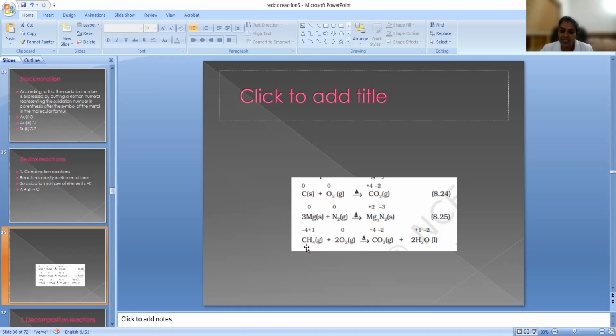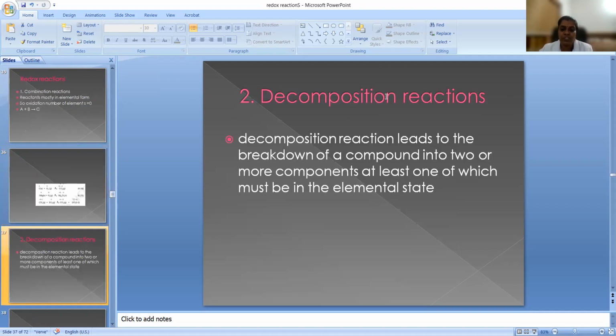Here we can see another reaction. Here carbon is reacting with hydrogen, so carbon with hydrogen gives a hydride. In the hydride, carbon has a negative oxidation number because hydrogen has +1 oxidation number here. So this is -4, but in carbon dioxide it is +4. For hydrogen there is no change, but oxygen is changing from 0 to -2. So the oxidation number of carbon is increasing, so it is oxidation, and for oxygen it is decreasing, so it is reduction.